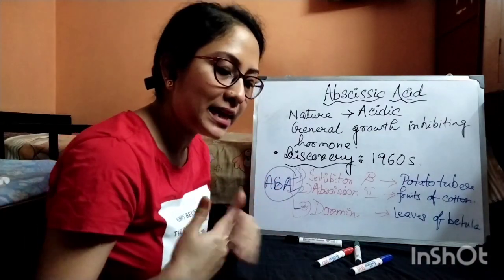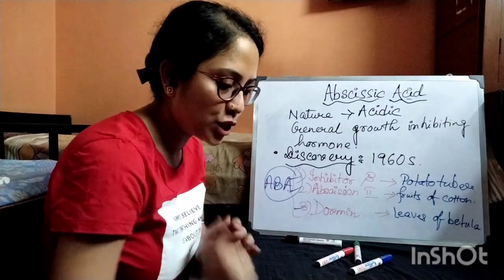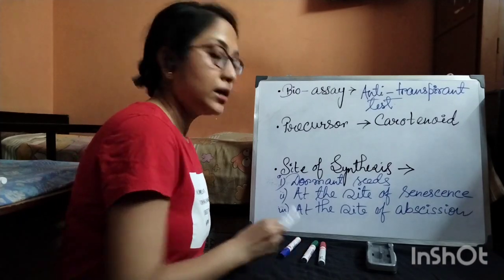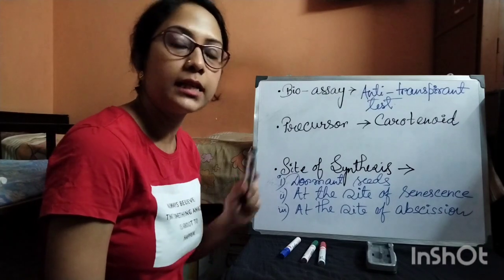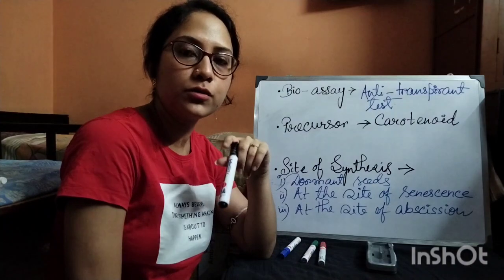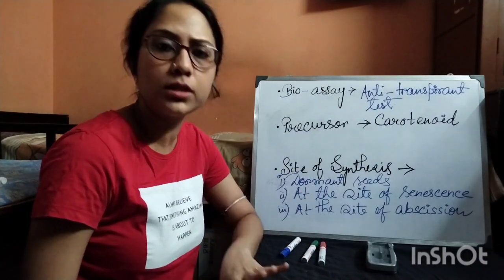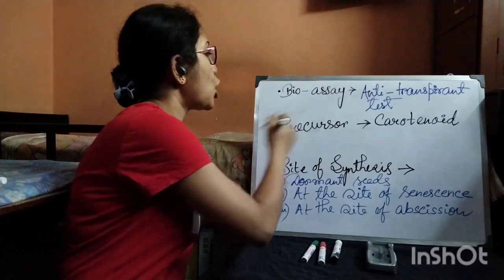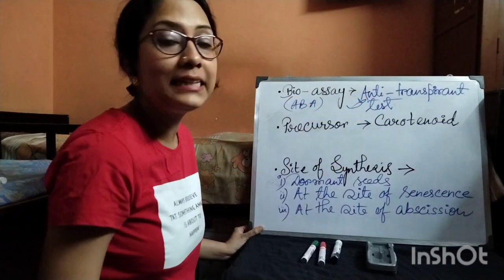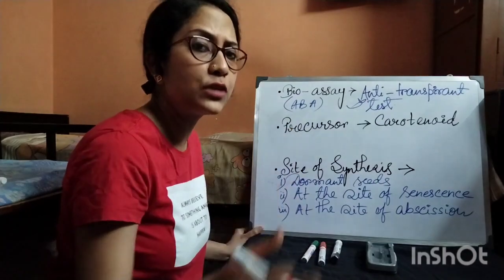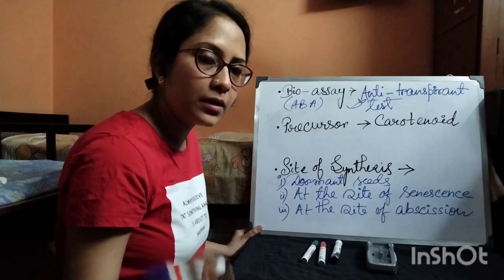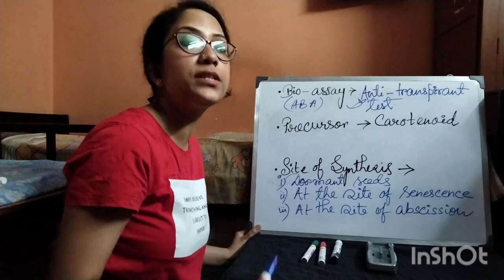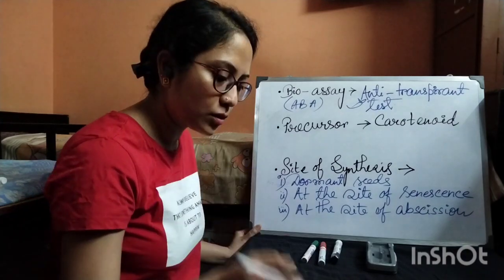In the next part we will study the bioassay and site of synthesis. Coming to the bioassay part: after the discovery, the next part is the bioassay. The bioassay part is not so important for you students. It is not mentioned in your syllabus, but still I am mentioning it here that the test for bioassay of abscisic acid hormone is the anti-transpirant test. Just remember this. If any question related to this appears in your exam, remember that the bioassay experiment is named the anti-transpirant test. What anti-transpirant is and how it is related to abscisic acid hormone, we will study later when we study the physiological role.